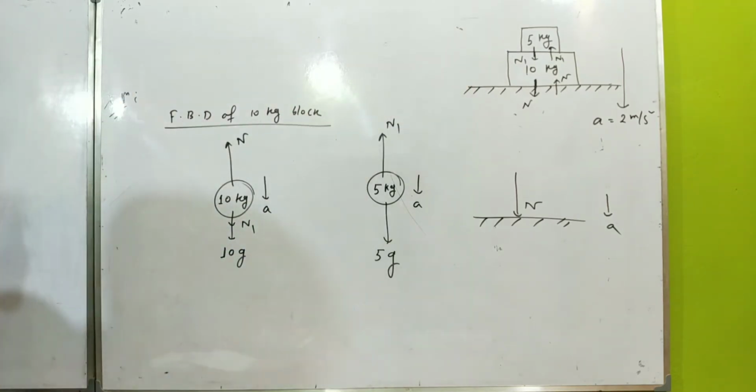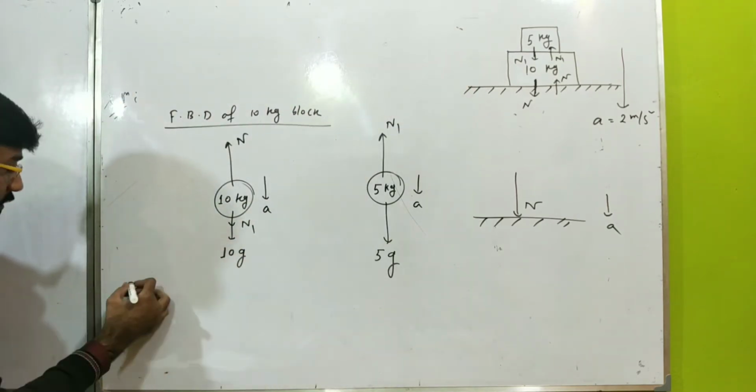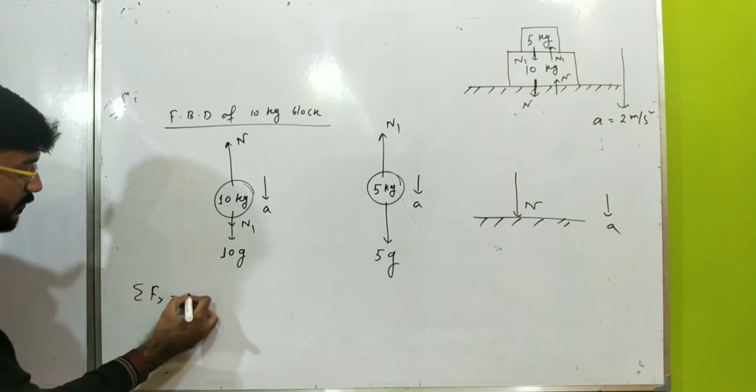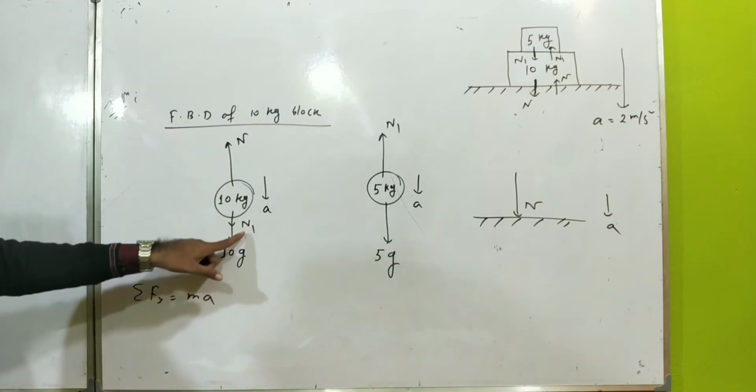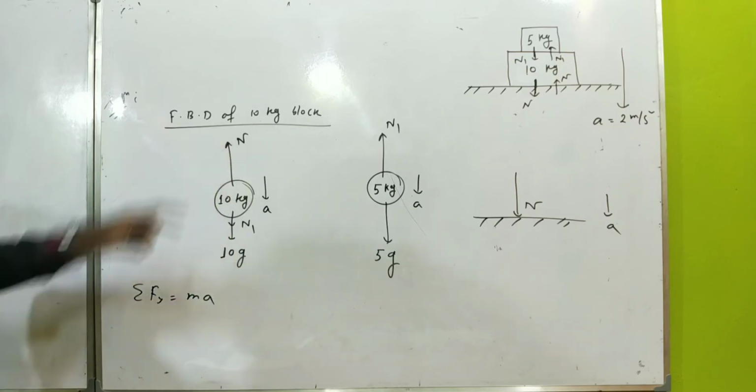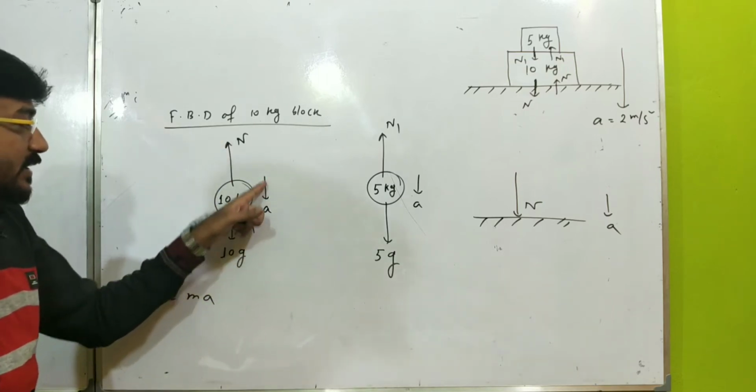For this object, if you use summation Fy is equal to My. So what will be the summation Fy? Summation Fy, this 10g, this N1 and this N, and always you have to take the positive direction along the acceleration.